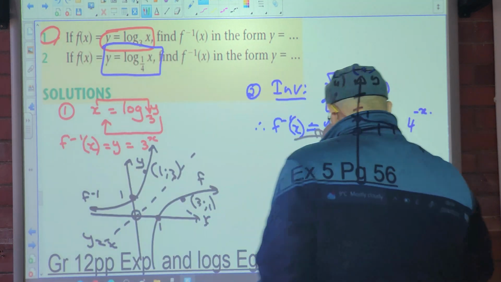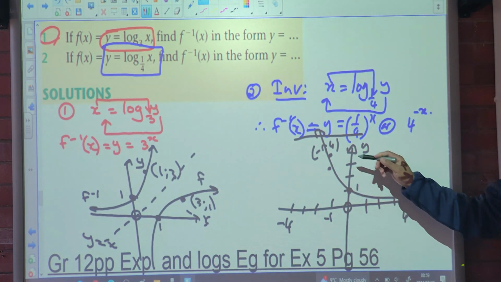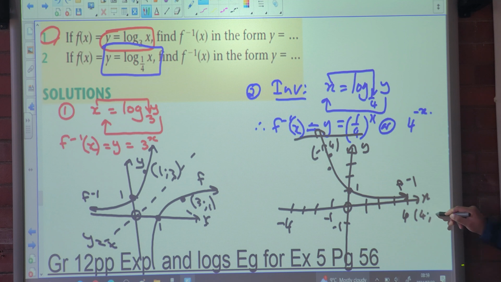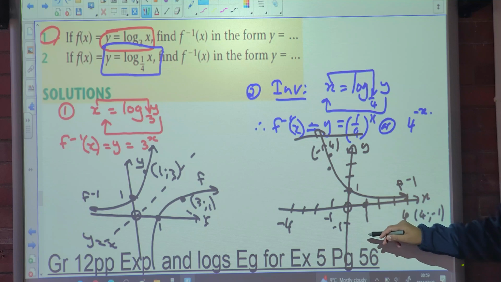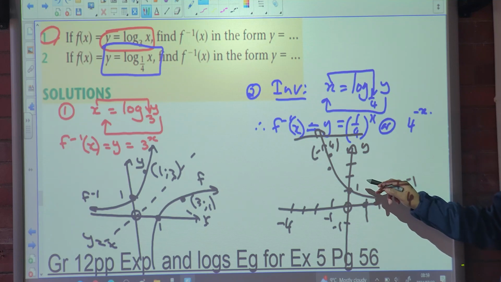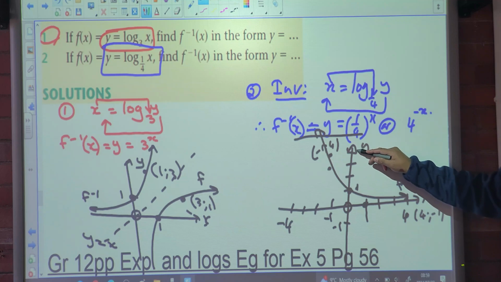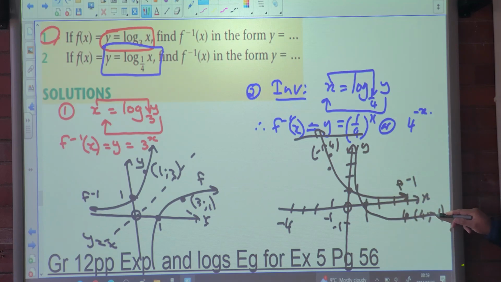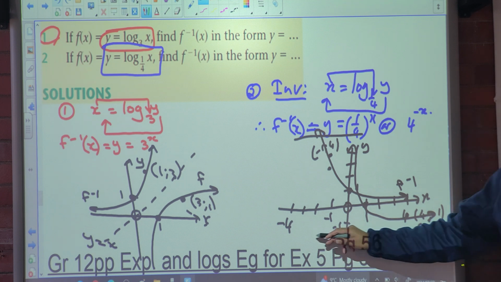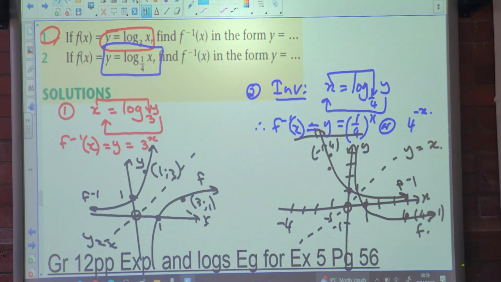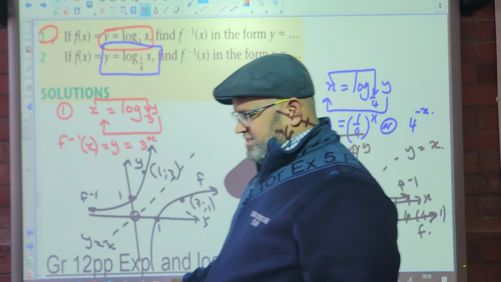For your log function, what do we do? We interchange x and y. So negative 1 and 4 becomes 4 and negative 1. 1 and 0 becomes 0 and 1. The other point, 1 and a quarter, becomes a quarter and 1. The graph is going to come close but doesn't touch and go through there. That is the log function, and the function is reflected in the line y is equal to x. People, easier than this is not going to get.